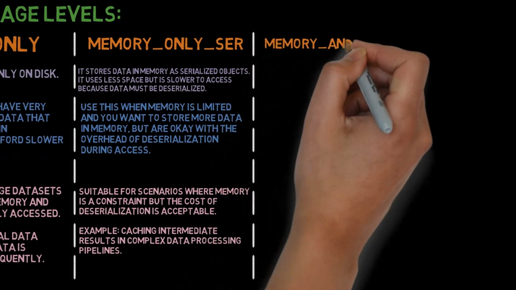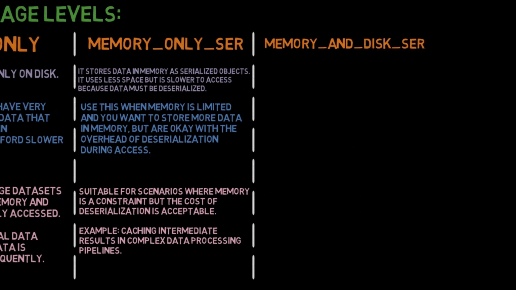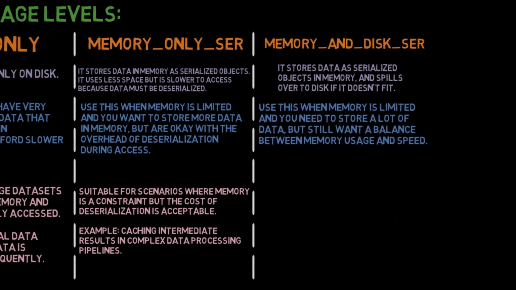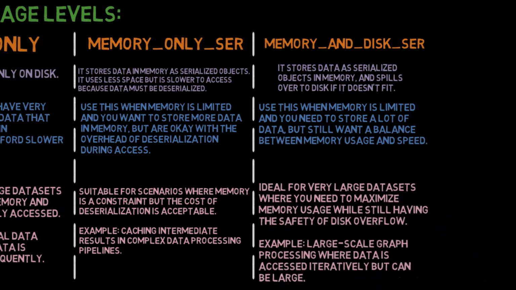Memory and disk serialized. It stores data as serialized objects in memory and spills over to disk if it doesn't fit. Use this when memory is limited and you need to store a lot of data, but still want a balance between memory usage and speed. Ideal for very large datasets where you need to maximize memory usage while still having the safety of disk overflow. Example: large-scale graph processing where data is accessed iteratively but can be large.